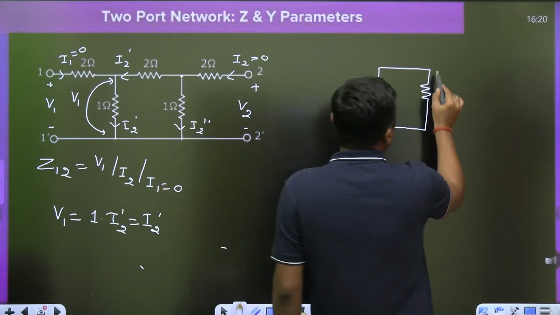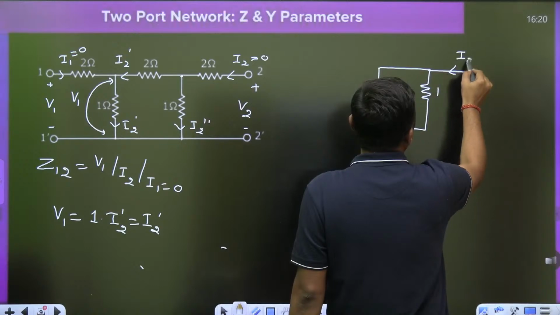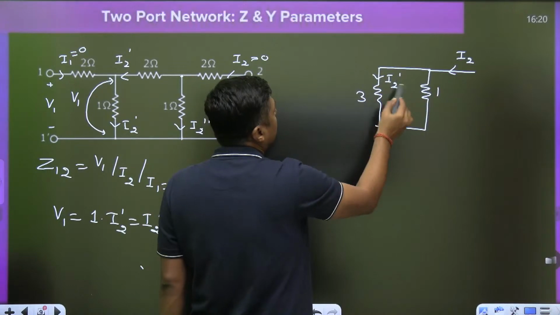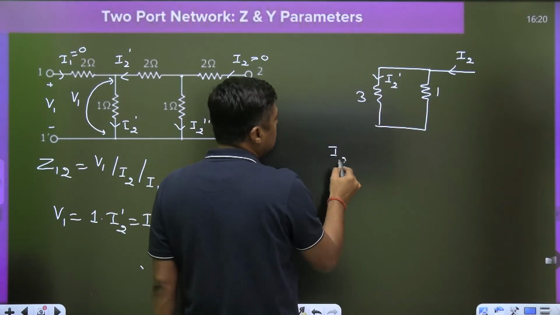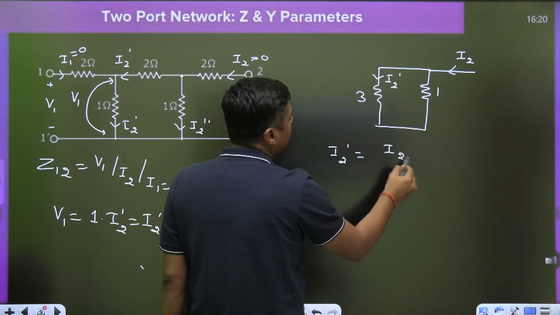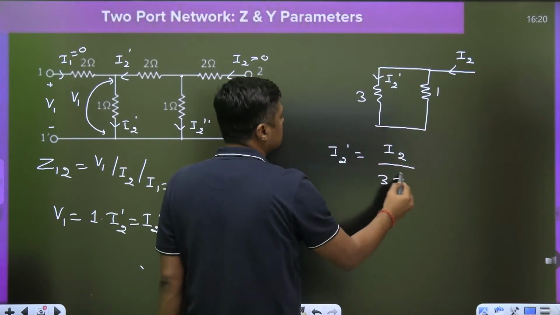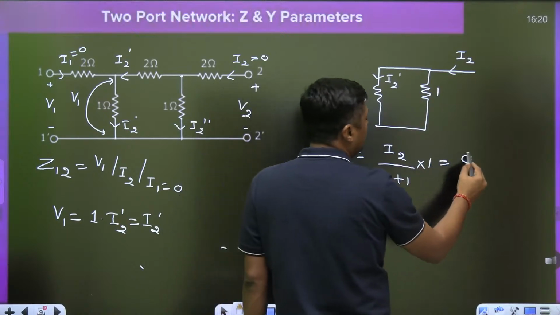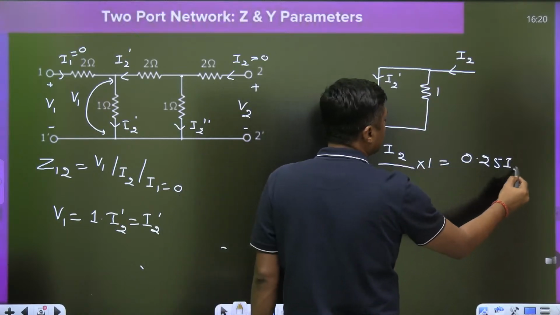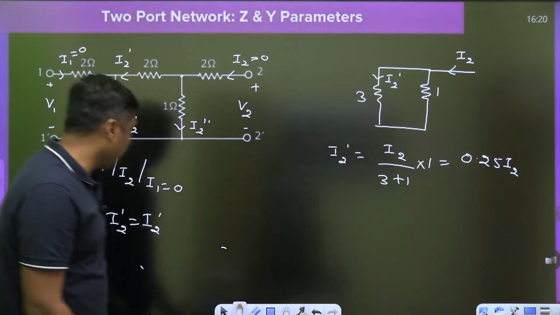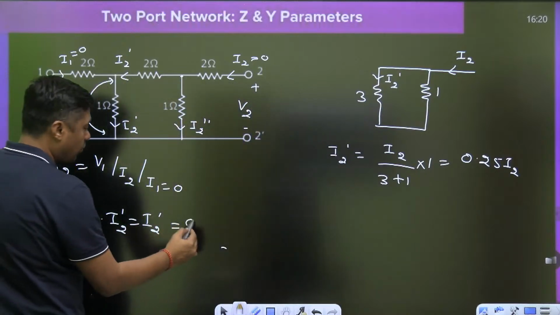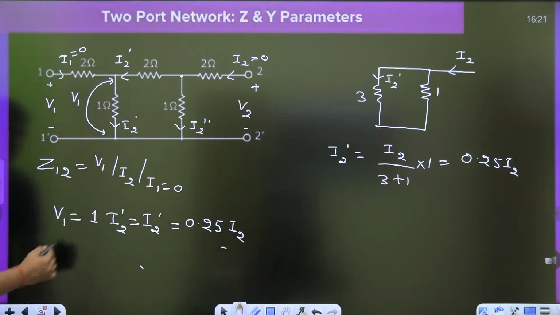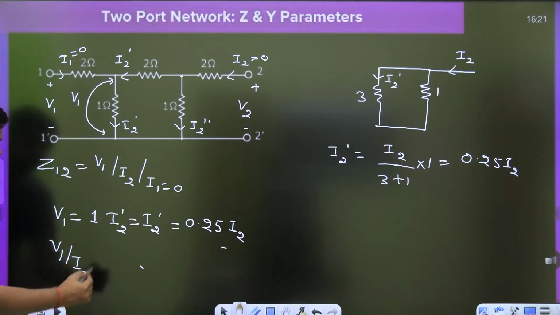That is I1. And what is the current here? I2. And that is the 3. So what is the I2 dash? According to the current division rule, I2 dash will become I2 divided by 3 plus 1. And if you want the current here, it should be multiplied with this. It will be 0.25 times of I2. So you can put here 0.25 times of I2. So what is the V1 by I2? V1 by I2 will become 0.25.